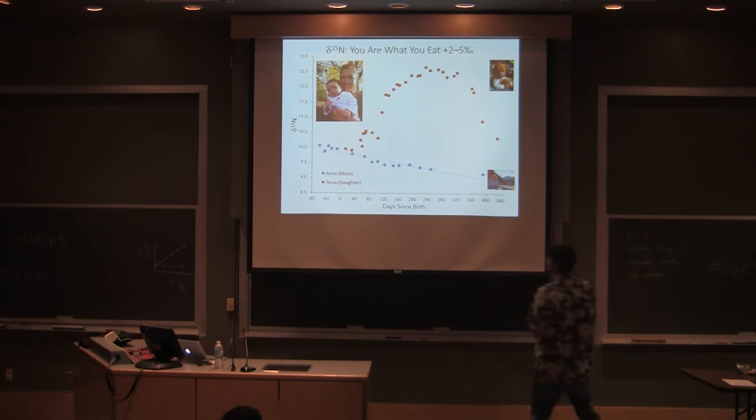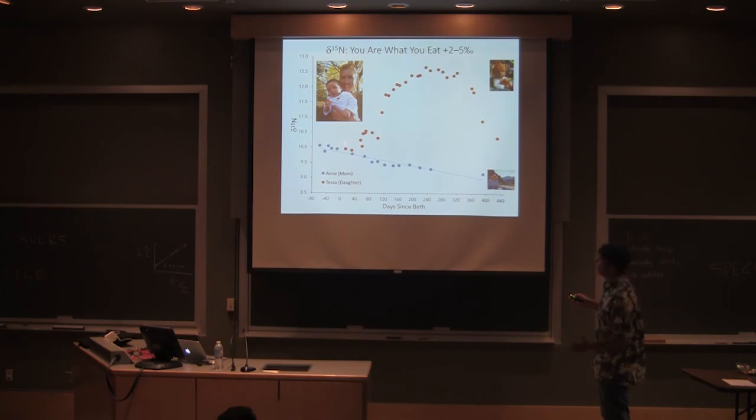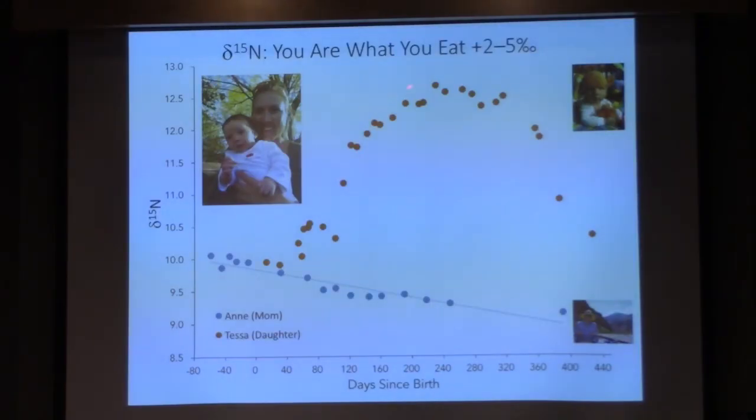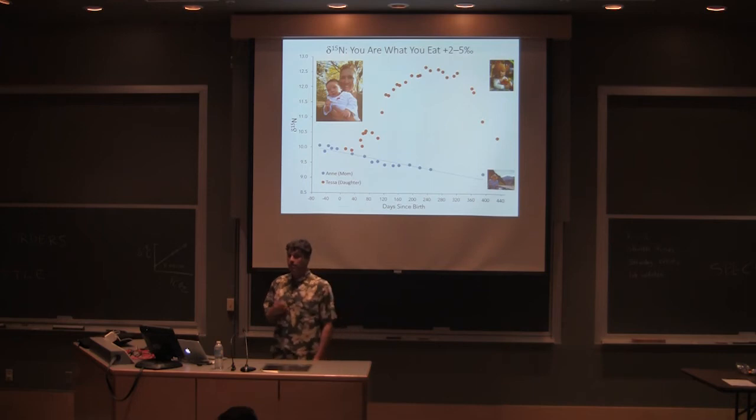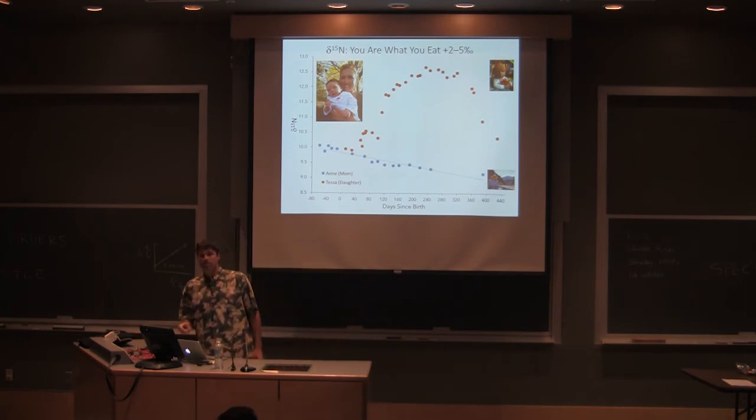And so almost immediately, although there's a little lag, and that goes back to what Turi was talking about this morning, nitrogen isotope values increase. And then they sort of zero out right here at about 280 days. That's the apex of that curve. If you look at Tessa's values versus mom's value at 280 days, it's about a 2.5 per mil difference. So in this case, you are what you eat plus 2.5 per mil.